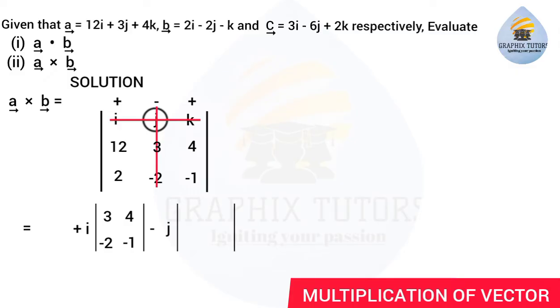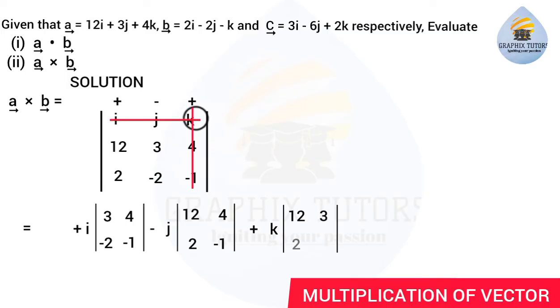So what is remaining? We have 12, 4, 2, and -1. You can see that because ijk is crossed out and the j, 3, -2 are also crossed out. Now go to the third column. Consider the third column and the first row. Where do the two lines intersect? It intersects at k. So I'll bring out plus k, because on top of k we have plus. So what is remaining? 12, 3, 2, -2. So this is what we have here.